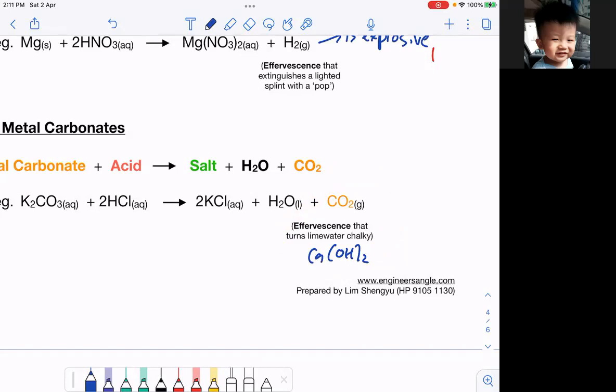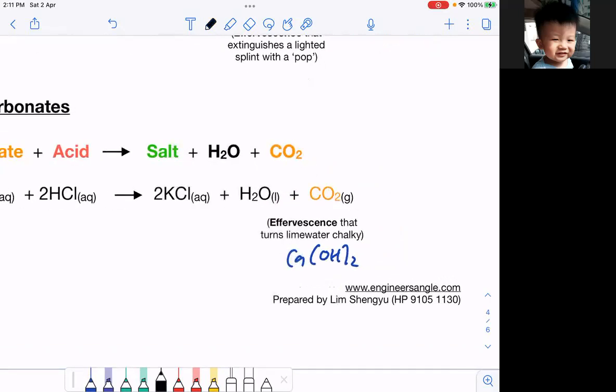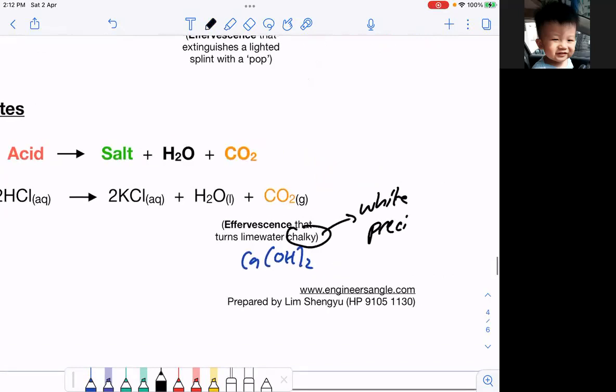Chalky, the more professional way of thinking of chalky is what? Precipitate. Have you heard the word precipitate? Probably haven't. Precipitate is another fancy name for solid. Really no big deal. It's just solids.